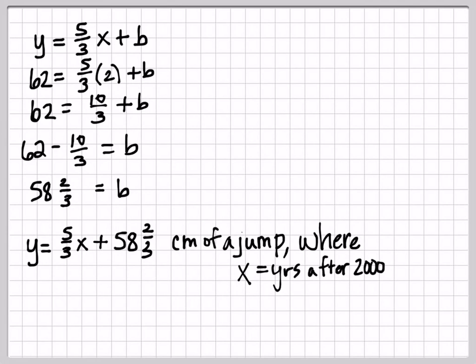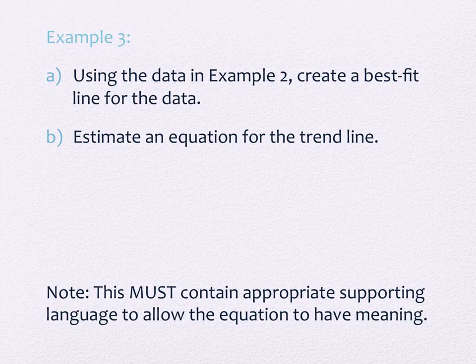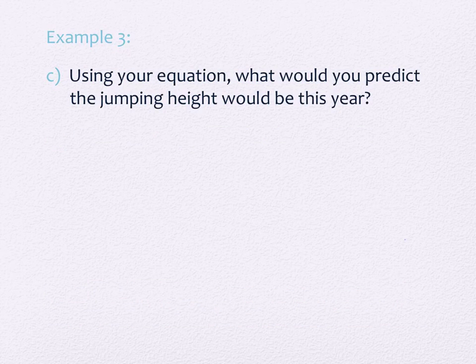Otherwise, using this equation for anything is not possible without that information. So this is part B, I think, on the problem that we had before. And there's a note even in your notes that says something about this fact. This must contain appropriate supporting language to allow the equation to have meaning. You can't use it if you don't put x as years after 2000. You can't use it. So then, using the equation, what would you predict the jumping height would be this year?